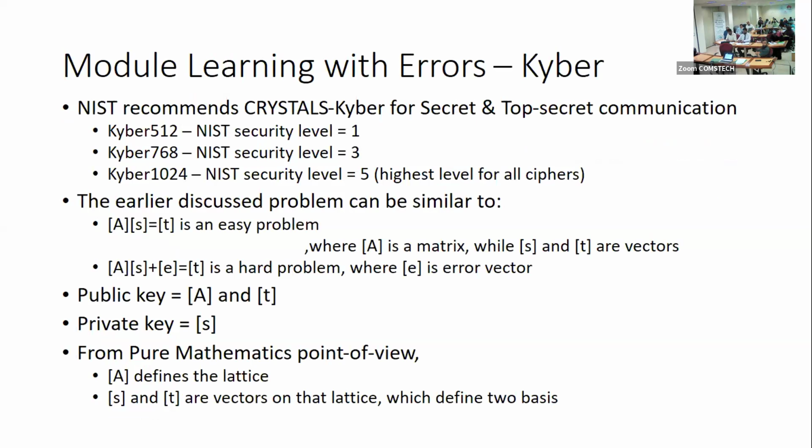So NIST decided that Crystals-Kyber is good for secret and top secret, but for top secret, they recommended that Kyber 1024 be used, which is NIST security level 5. Kyber 512 is NIST security level 1, and 768 is NIST security level 3. So for top secret communication or top secret data, NIST security level 5 is recommended, which is Kyber 1024. And this is quantum resistant.